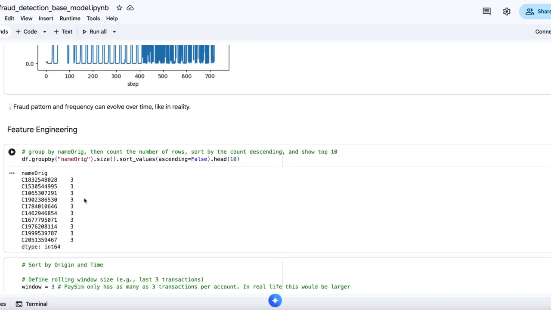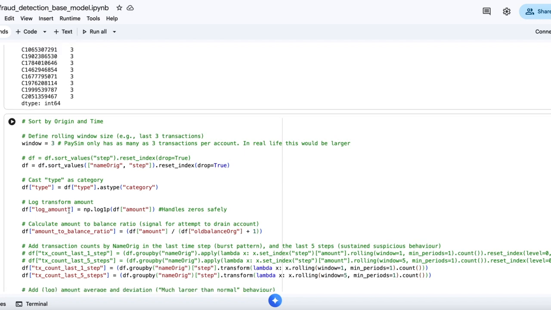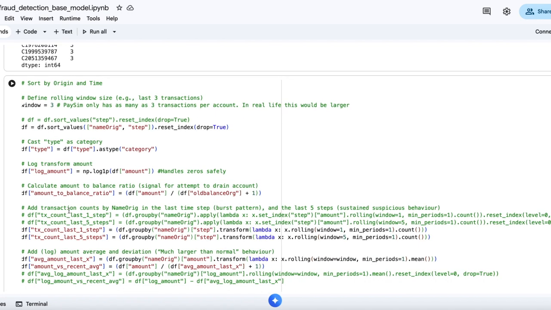Then we move on to feature engineering. I'm planning to use a tree-based model, which splits on thresholds. Since it doesn't depend on distance, there's no need to scale our features. Also, I'm planning to use LightGBM, which handles categorical features nicely. There is no need to one-hot encode features like type of transaction. We just need to cast it as category. This way it's memory efficient too.